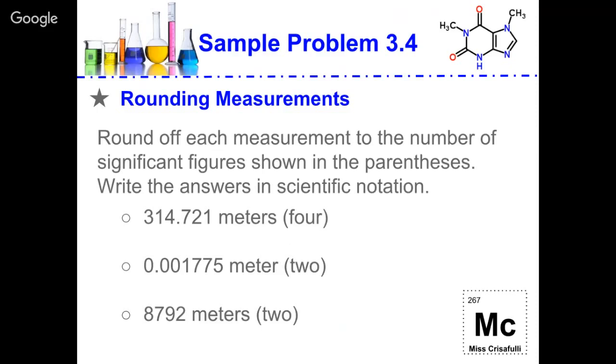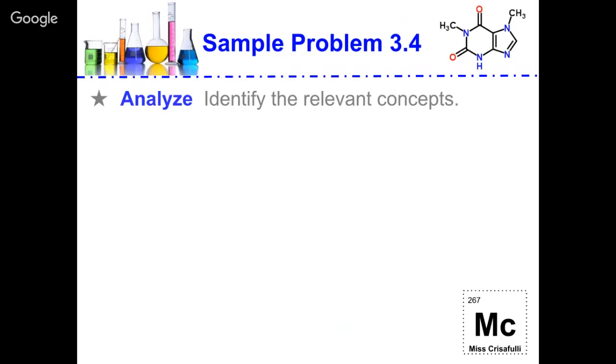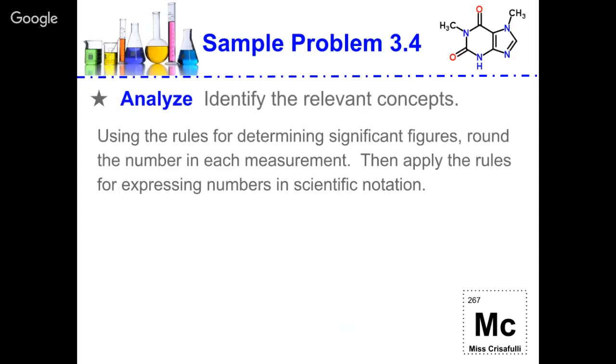So let's do each one of these one at a time. This is a non-numeric problem. We're just doing some problem solving. So this is going to be a 2-step problem. First, let's analyze. We're going to use the rules for determining significant figures and round the number in each measurement. Then apply the rules for expressing numbers in scientific notation.